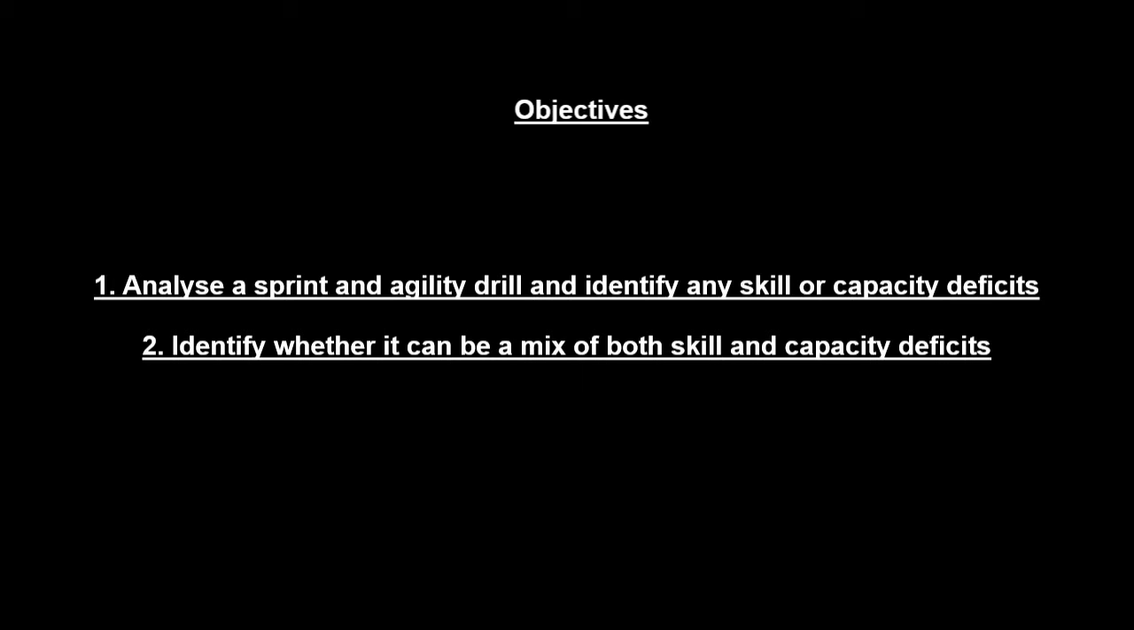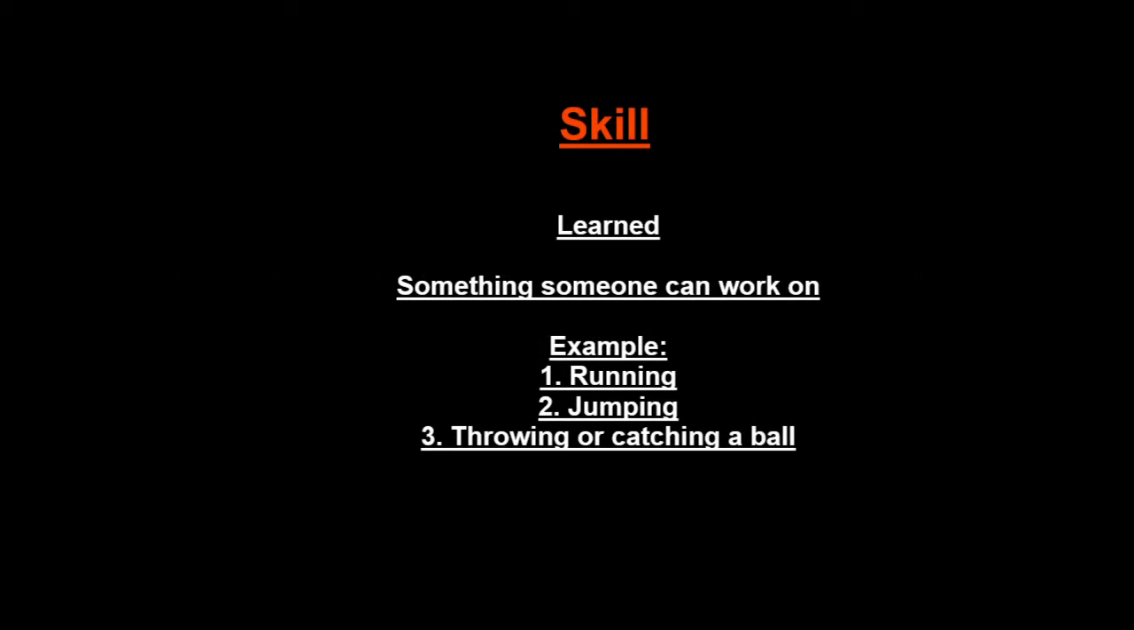I will also try to identify if it is possible that a sprint or a change of direction is impacted by both a skill and capacity deficit, and is therefore not exclusive to just one deficit. However, firstly, I will explain what a skill and a capacity is.